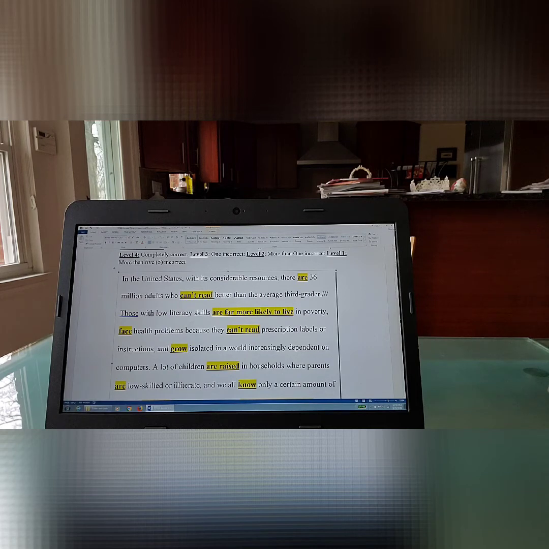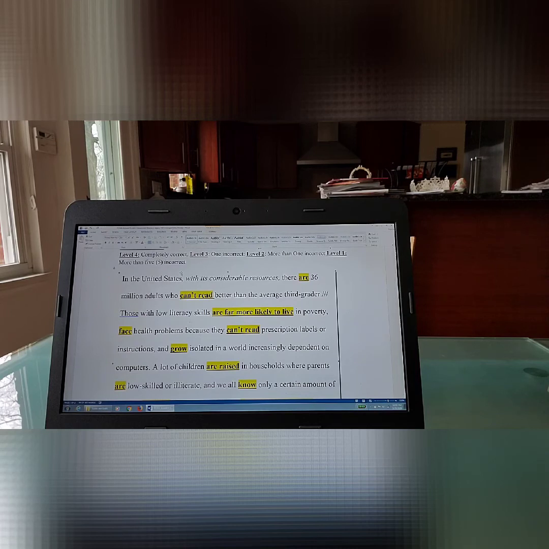Now, notice that there's this parenthetical here, right? And again, a parenthetical being like this whole sort of, there's a comma there, and then there's a comma there, right? So this is giving you more information about the United States. So let's actually put that in italics, right? So with its considerable resources, okay?